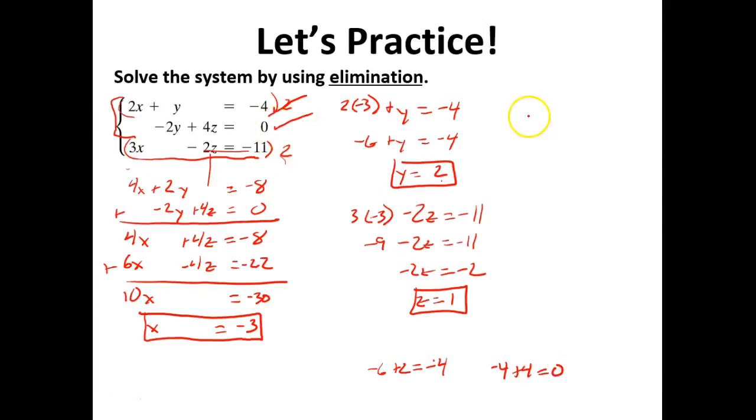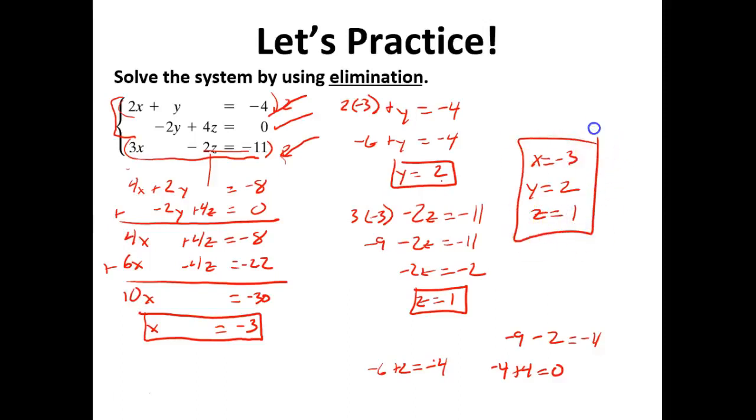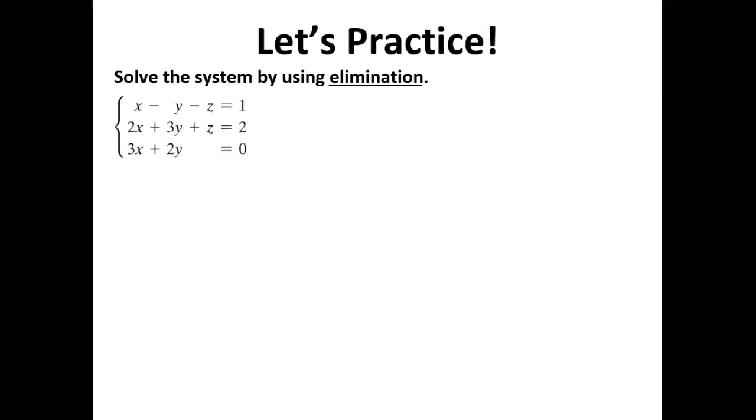The last one, 3 times x, negative 3. So that's negative 9 minus 2 times z, which is 2, is equal to negative 11. The third one checks out with these. So I have my answer. My x is equal to negative 3, my y is equal to 2, and z is equal to 1. That would be the solution, or the set of numbers that is going to solve this system. That's going to work in all three of these equations. Let's try another one here.